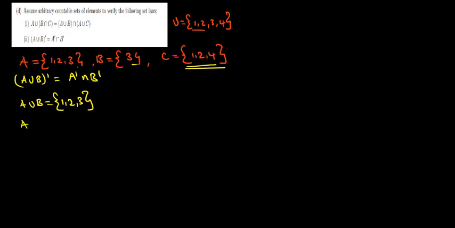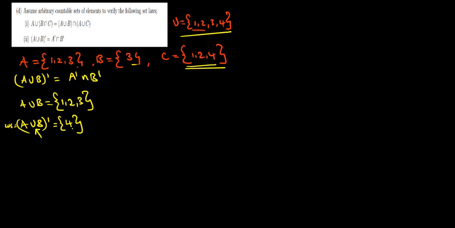What about our A union B complement? We know that complement means all the elements that are not in this set. When we look at our universal set, the only element that is not in A union B is 4. So I'm going to put a 4 here. It means our A union B complement, which is our left hand side, is just 4.